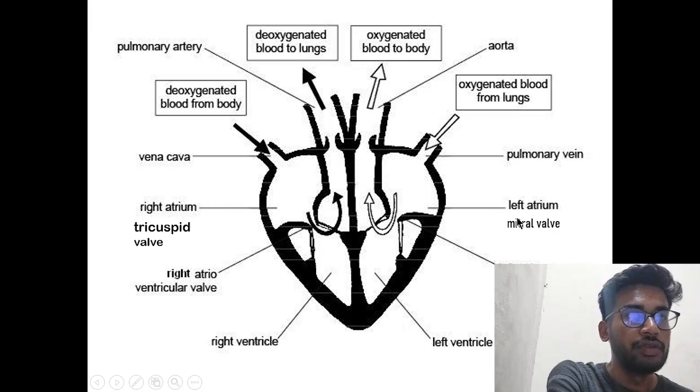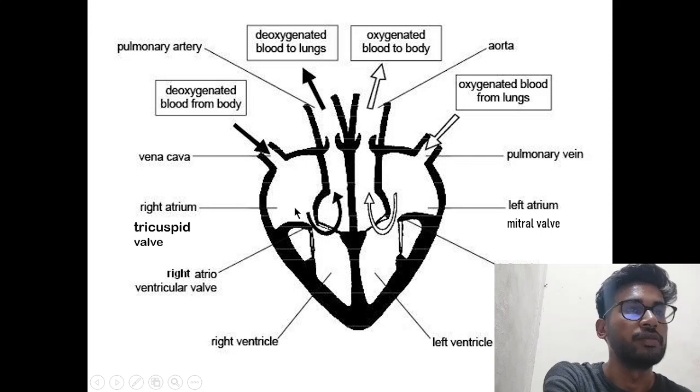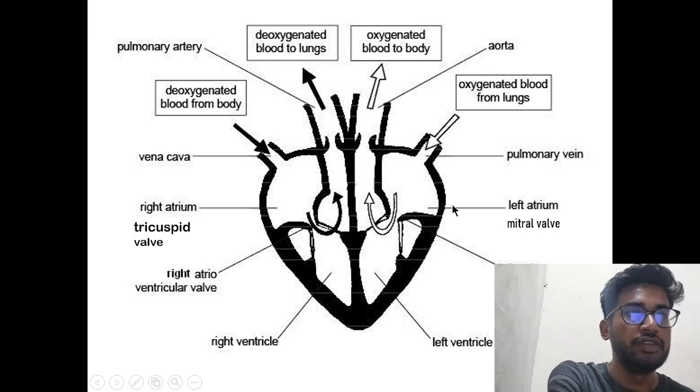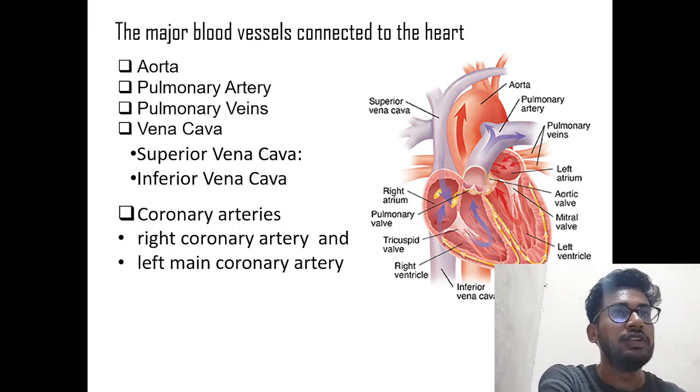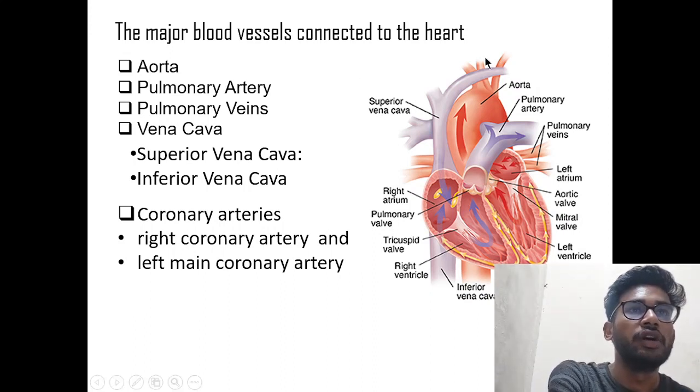So this is all we can see. This is the left ventricle, this is the right ventricle, and this is the septum. The right atrioventricular valve is involved in the transportation of blood from the right atrium to the right ventricle. And we can see the oxygenated blood going throughout our body with the help of the aorta, pumped from the left ventricle.